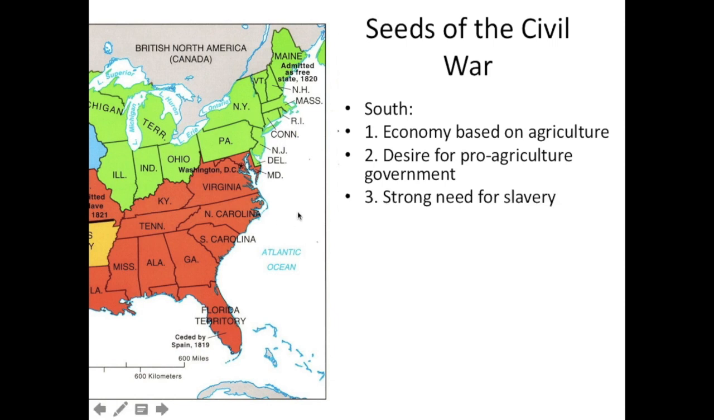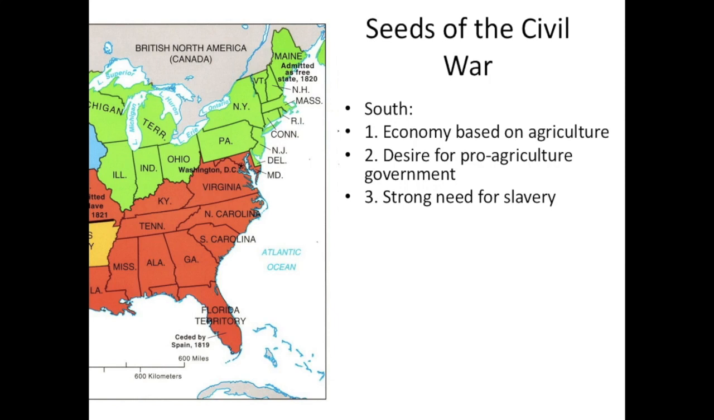Obviously, the southern states, if they're based on agriculture and cotton, they're going to need slave labor. Cotton would not be profitable for the wealthy planters if they had to pay their workers. They had to have basically free labor. If they had to pay for their workers, then the southern economy, they felt, would collapse.